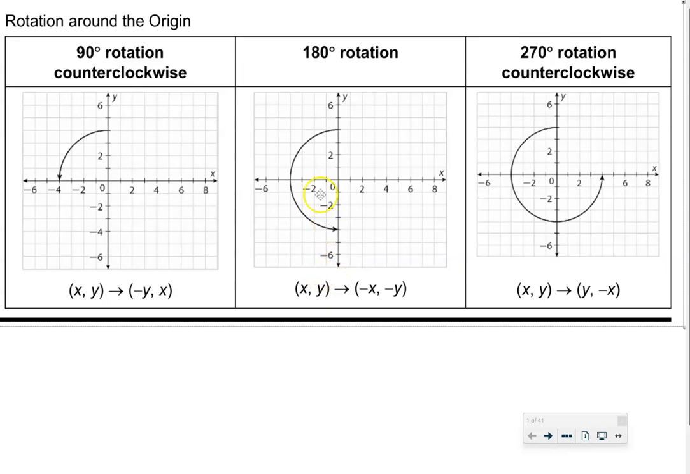On the 180, you don't swap it. You just change the sign of the x and the y. Okay? And on 270 degrees counterclockwise, you're going to swap it and change the sign of the x. Okay? So that's all we're going to do.